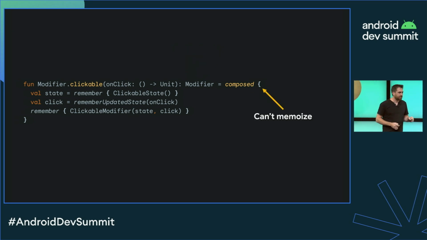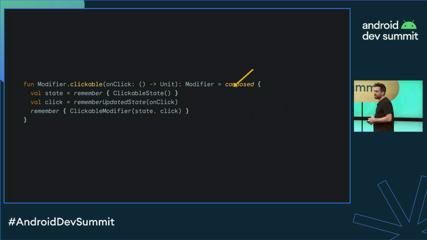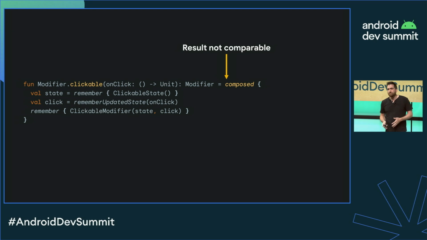And because the function that calls modifier.composed isn't composable itself, we can't leverage the compose compiler in order to cache the lambda that it uses. And this means that the resulting modifier will never compare equals with the one before it. This is a pretty big issue because modifiers being comparable is actually the only way for us to determine if something has changed during recomposition. So in this case, every modifier will look like it has changed even though it hasn't.